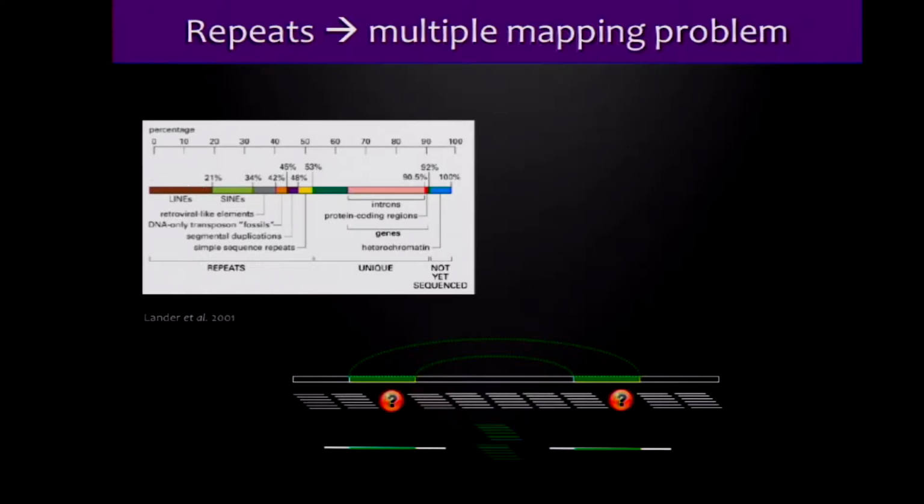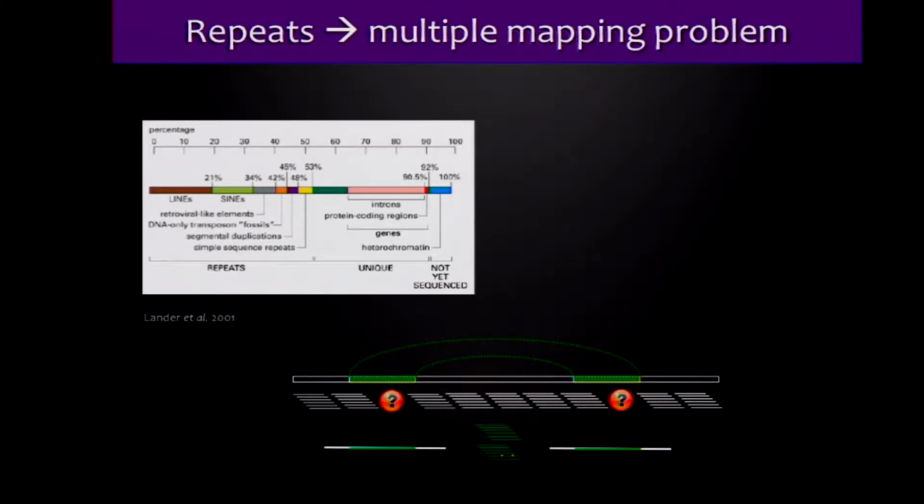Some of these are small elements like SINEs or LINEs. Some of these are larger segmental duplications. Some of these are very complex duplications or multiplications, etc. But it turns out that it really is over half the genome that we have to deal with, and that's what makes up the sky and the grass in the previous picture.